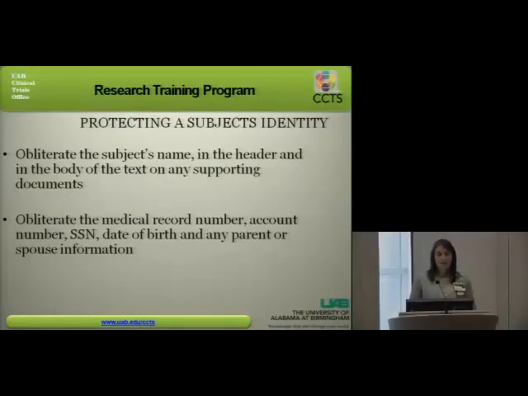So when submitting SAEs, you want to make sure you protect the subject's identity. So you want to obliterate the subject's name in the header and in the body of the text or any supporting documents. You also want to obliterate the medical record number, account number, social security number, date of birth, and any parents or spouse information.